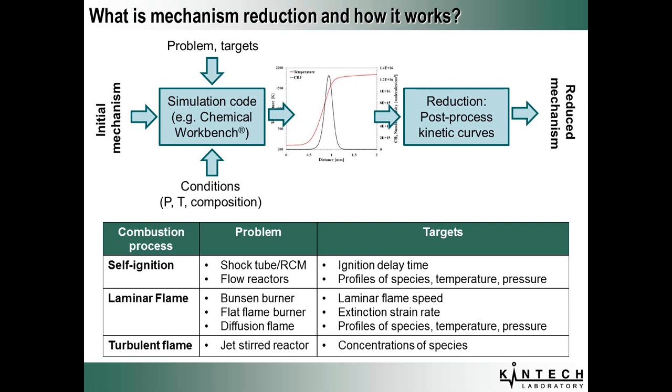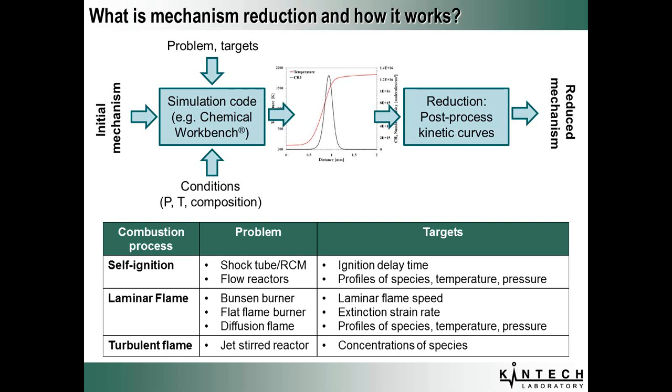If we address particularly combustion processes, then usually there are three types of processes of interest for people. First of all, it is self-ignition, which takes place in compression engines, and the problems which correspond to this type of process, usually used by experimentalists and theoreticians, are a shock tube, rapid compression machine, or flow reactors. And people usually try to simulate the ignition delay time or profiles of species, temperature, and pressure. It depends on the problem.